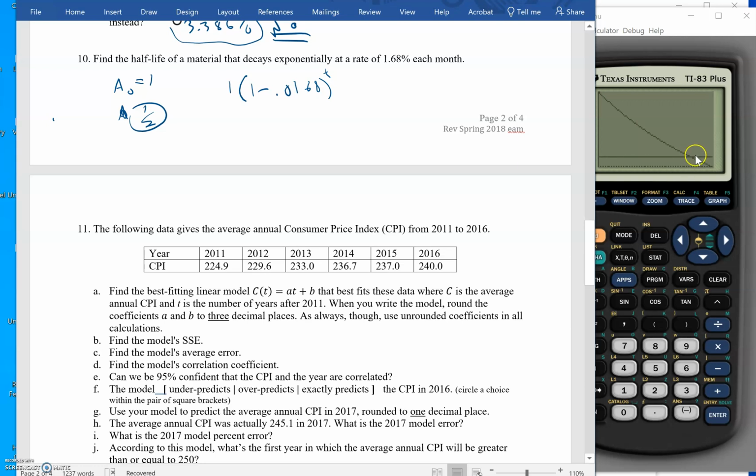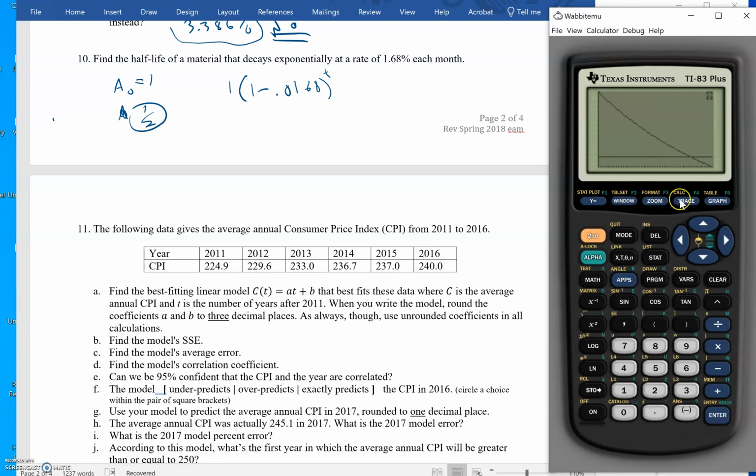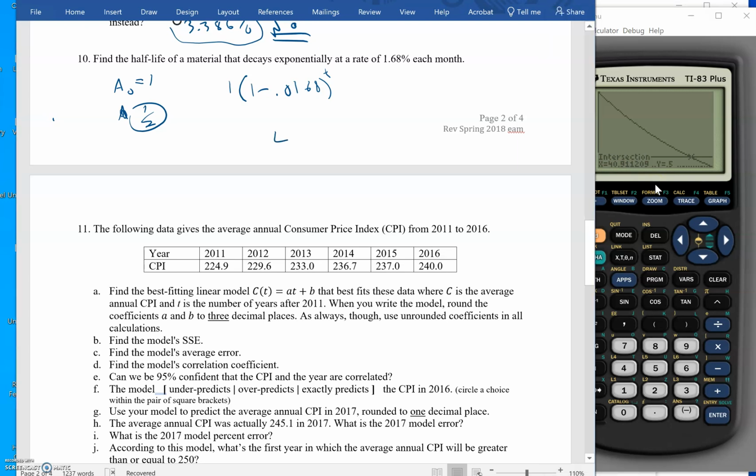Okay, so we just got it down there in the corner. And our intersection is 40.91 months. This is in months.